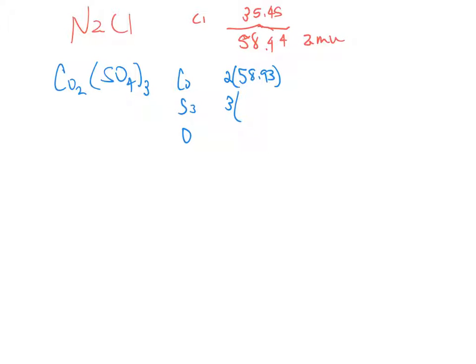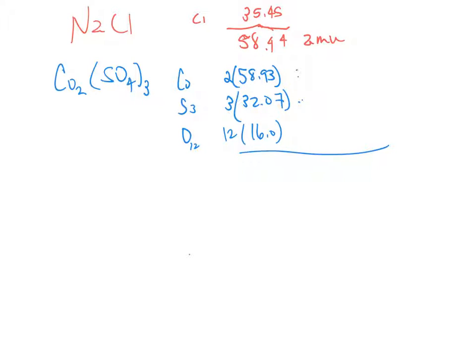It's 32.07. I'm going to round it up just a little bit. All right, and now how many total oxygens are there? 12. Because that's why I said this was where it gets tricky. There's 4, but you have to multiply it by that number outside the parentheses. And so that's why there are a total of 12. So there's 12, and it's 16.0.